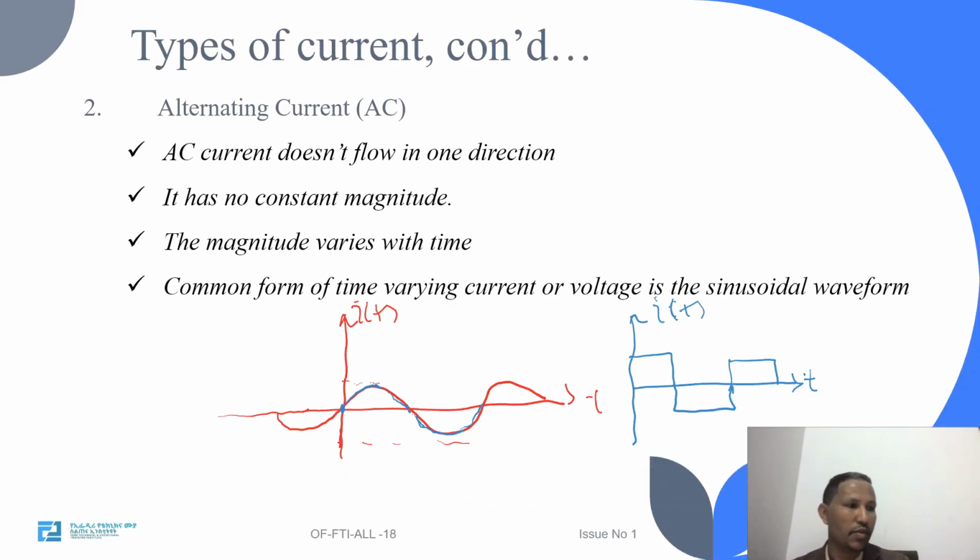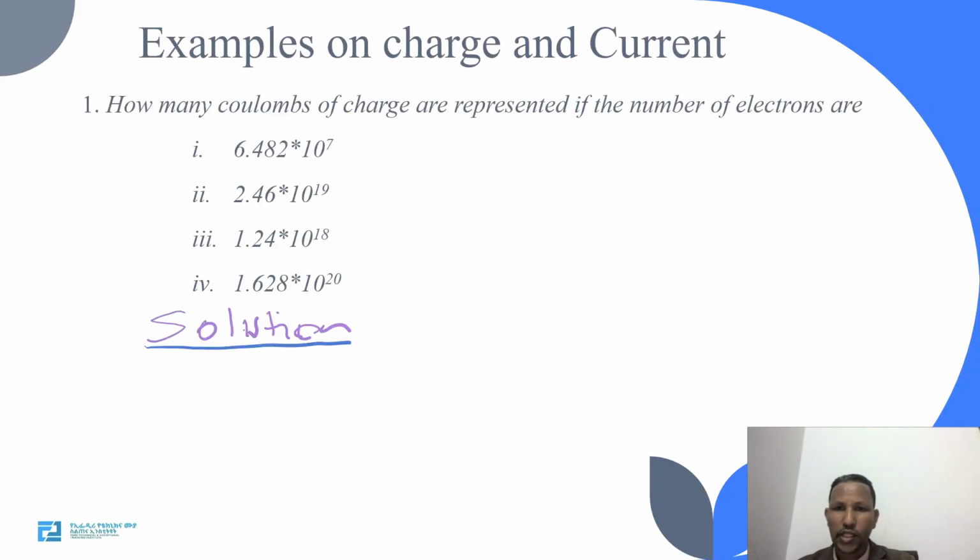So as you can see, with time the current varies with a square waveform like this. Okay, so this is alternating current. So let's see examples. How many coulombs of charge are represented if the number of electrons are such amounts? You can do this by yourself.